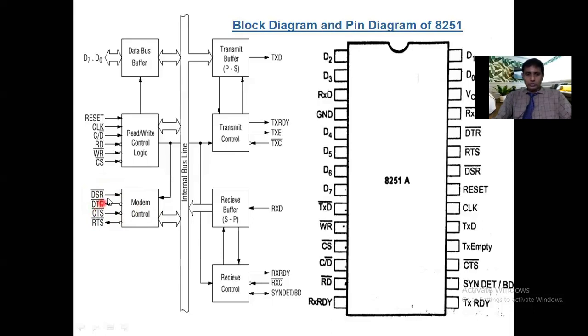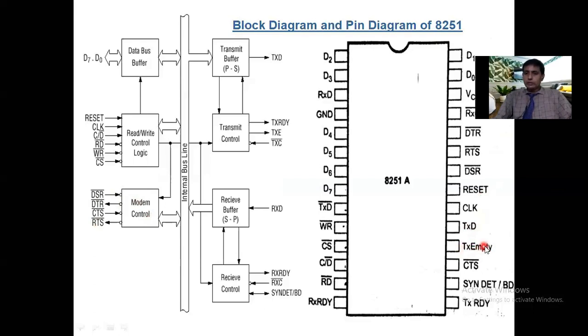Just mention which are input and which are output. Like that we can write easily. At least the full names are essential: data set ready bar, data terminal ready bar, clear to send bar and request to send bar. These four are the control signals communicating between modem control and the external modem device. That is enough.